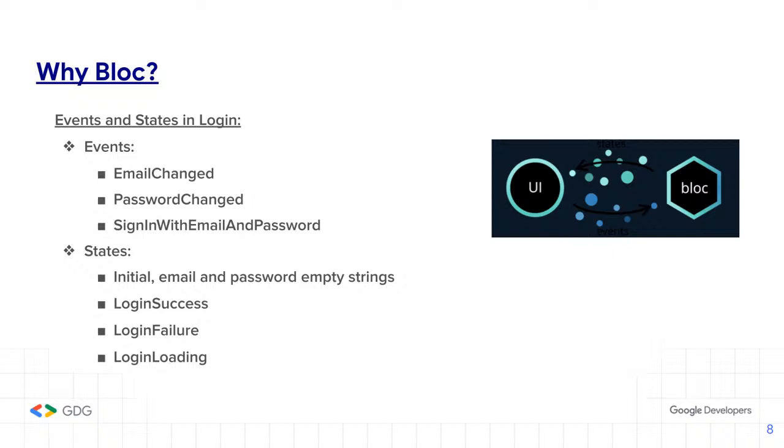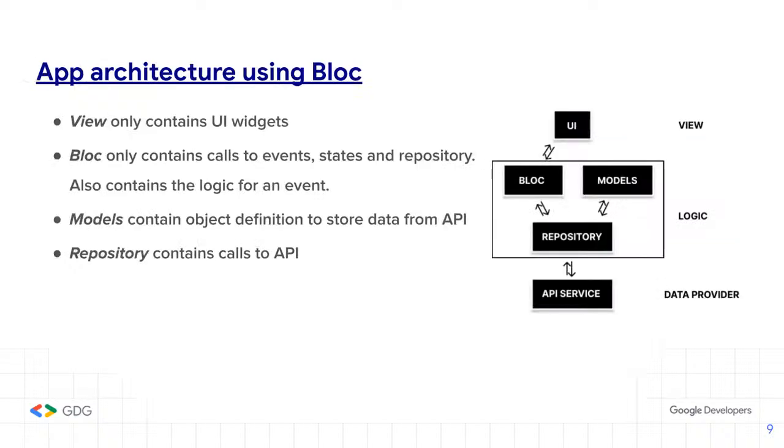So Bloc makes a call to the API, and once the API returns successful data, the Bloc is again going to send the data back to the UI. So this is how you can create a two-way flow between the UI and the Bloc.